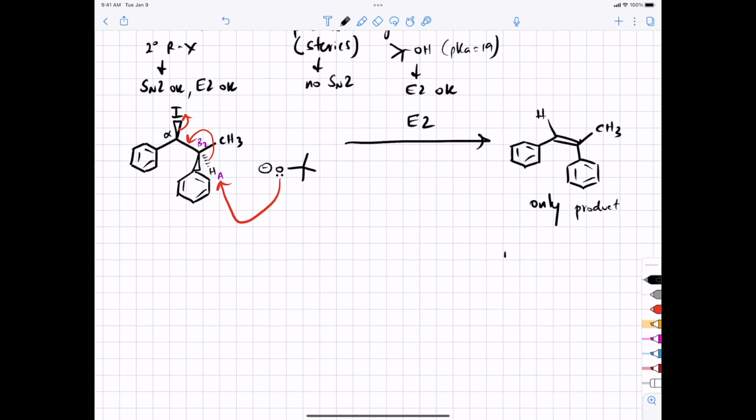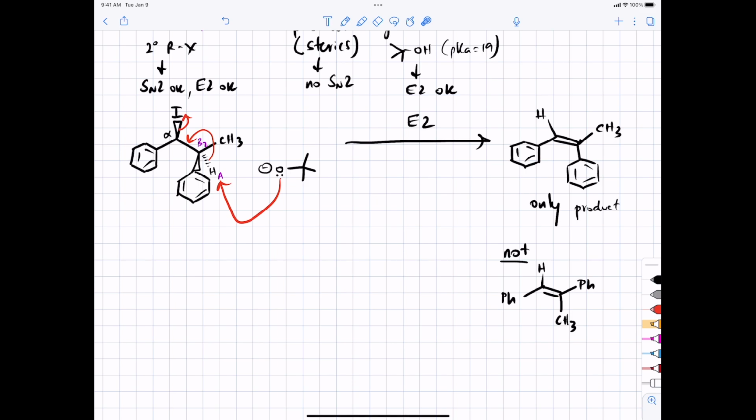We do not see, I'm going to use Ph as an abbreviation for phenyl, which is a way to describe an adjective for the benzene ring. Phenyl group is another word to describe a benzene ring attached to something else. We do not see the product where the benzene rings are anti to each other.